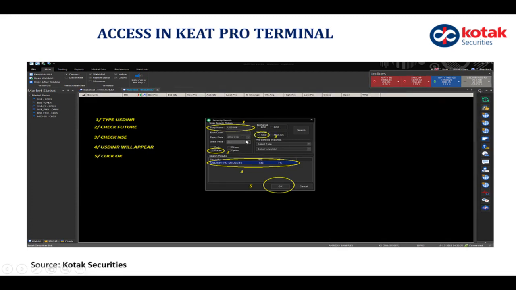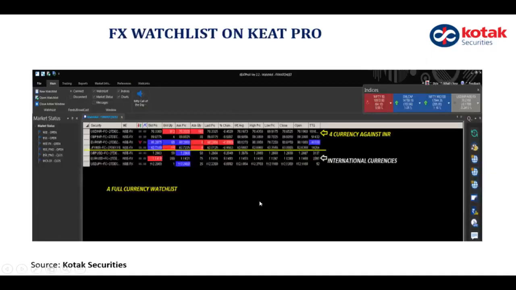Uncheck all of these boxes. Just keep the NSE checked. Keep the futures checked, assuming that you're doing the futures; we will come to the options later. You have to also select the expiry date here, like I have selected the 27th of December, and then automatically it populates. Okay, the dollar rupee, you just click OK, and it's going to come.